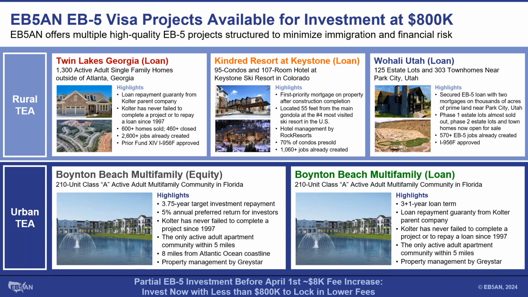The next project that we have is the Kindred Resort at Keystone. So this is the newest rural deal that we launched. It's an under construction condominium and hotel development situated right on the main gondola of the Keystone Resort, which is one of the closest resorts to Denver and one of the busiest ski resorts in the country. It's an amazing parcel. They've already pre-sold 70% of the condos, and they've created enough jobs for all the EB-5 investors to date. We were just out there a couple weeks ago visiting the project, and this one is a very simple structure where the EB-5 is mezzanine debt now, but will become senior upon condo closings. So really easy to understand collateral story.